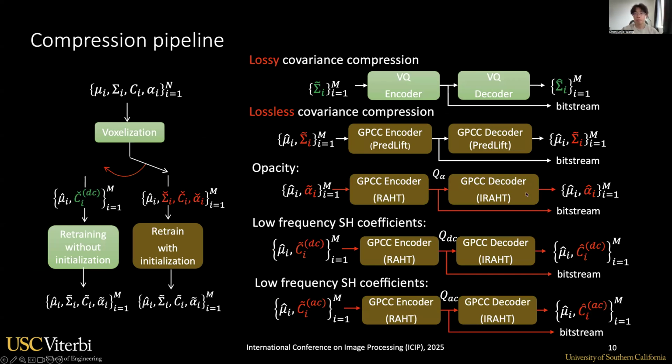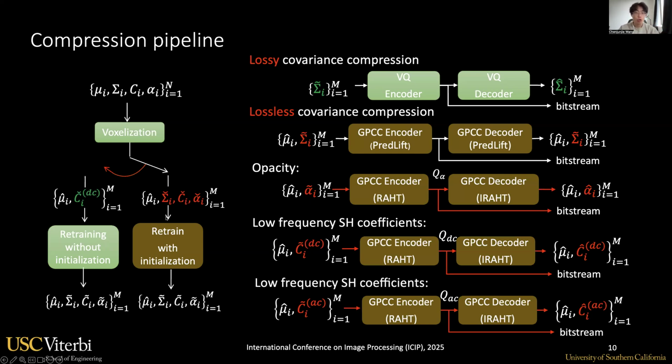Here is our compression pipeline. We start from a trained 3D-GS model with the benchmark PSNR. After voxelizing it, we have two recolor strategies to recover the rendering quality of a voxelized 3D-GS model. One is to retrain from a point cloud, because we discard all other parameters, and we retrain a 3D-GS from a voxelized colored point cloud with low frequency SH coefficients only. So we call it retrain without initialization. The other is just to fine-tune the covariance, color, and opacity of a voxelized 3D-GS.